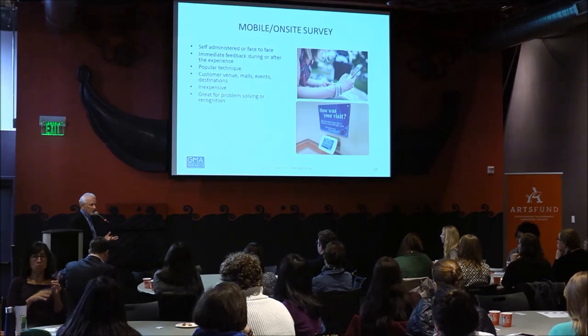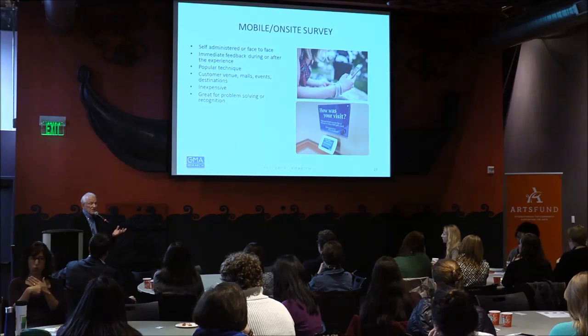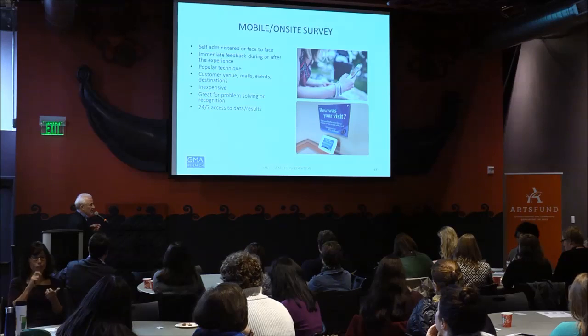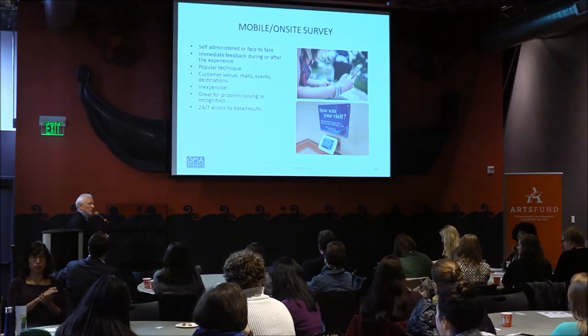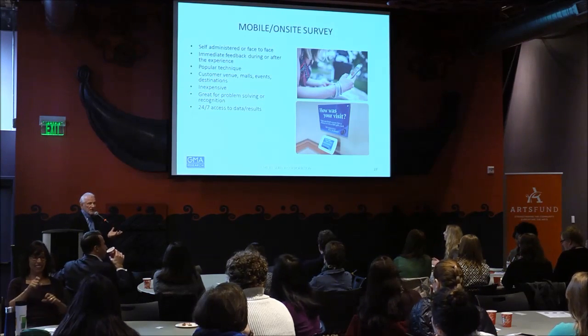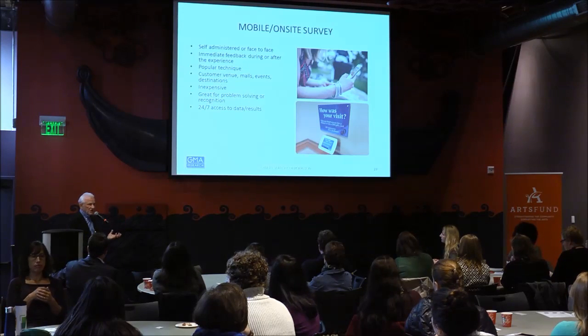There's lots of software available, a lot of programs, some even free, that you can program and put on a tablet. It'll run on a smartphone, and you can collect that information literally on site. It's great for problem solving and for recognition. So if you are a museum and you use this on-site type of feedback mechanism, if there's a problem with one of the exhibits, you get that information instantly. And if you've got a customer service issue, you get that information instantly on site.